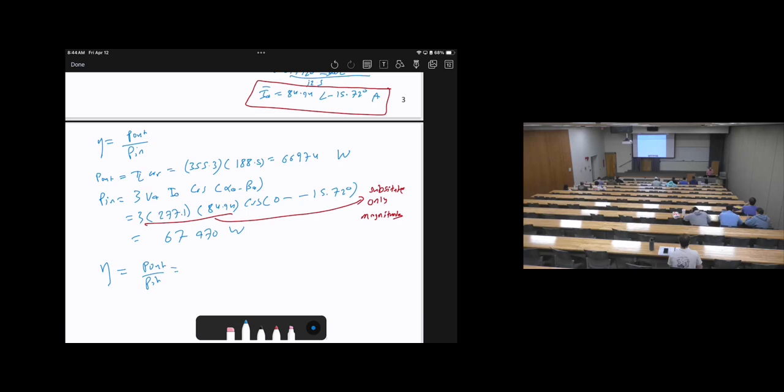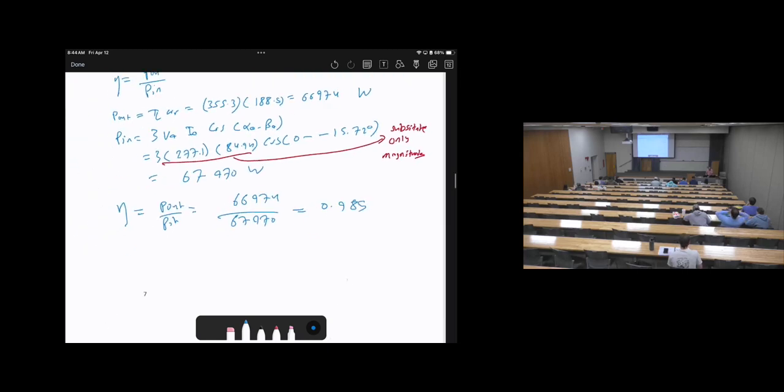Then plug in these numbers, P out over Pn, which is 66,974 over 67,970. This will be 0.9853, and to get the percentage, you multiply by 100, so it will be 98.5%, which is good efficiency, right? Good. The last thing that we need to do is to calculate the power factor.